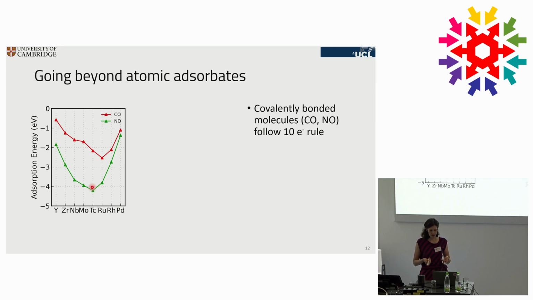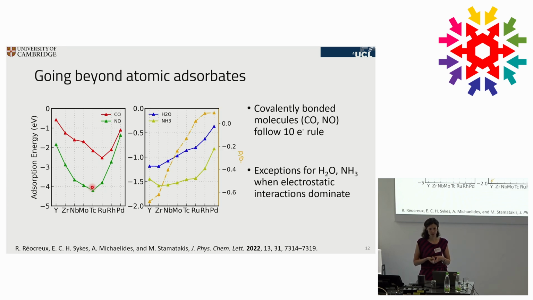Of course, this rule has limitations because we assume that a covalent bond is formed. That means that if we look at other adsorbates, as for example water or ammonia, which do not really form a covalent bond, but where the electrostatic interactions more strongly dominate, then we don't get this U-shape as we get for the covalently bonded adsorbates, but we get more of a linear trend, which also correlates with the Bader charge of the dopant.